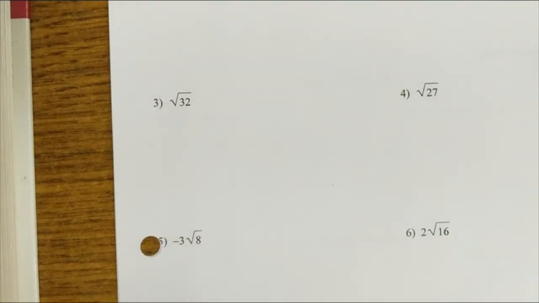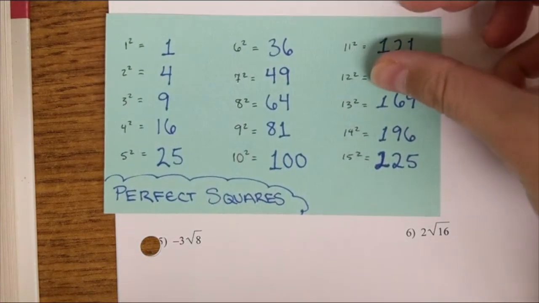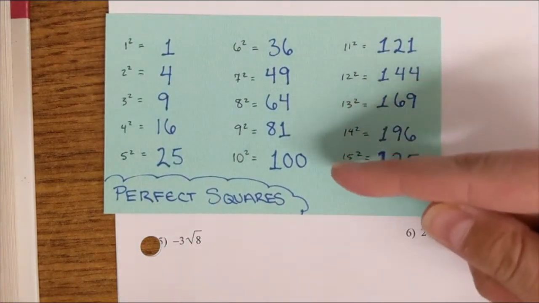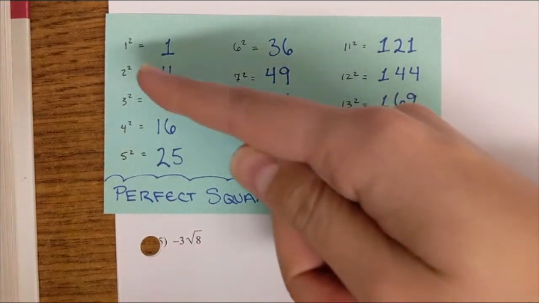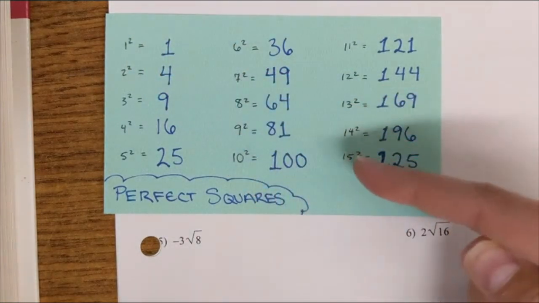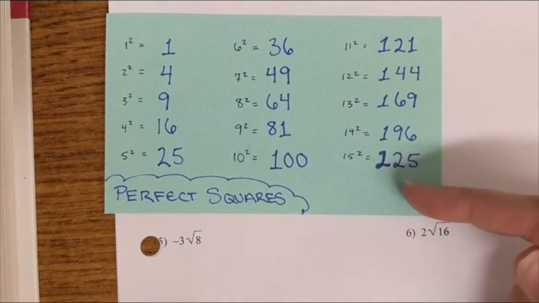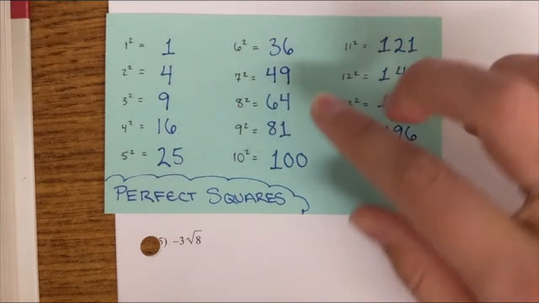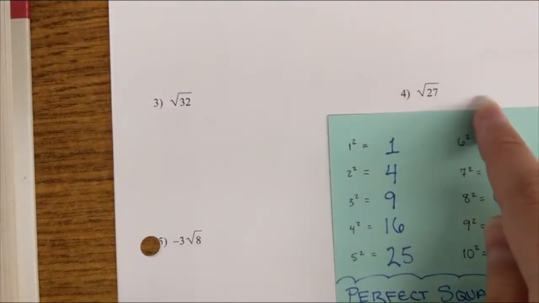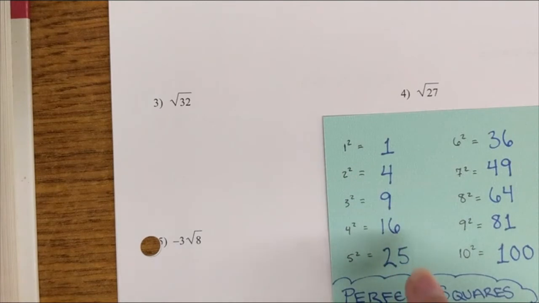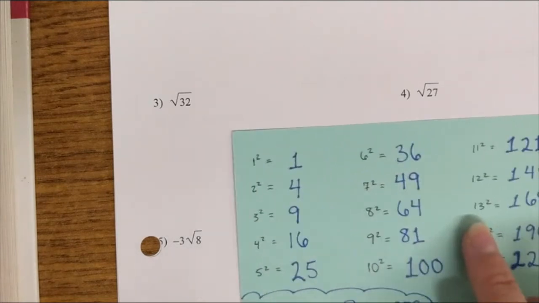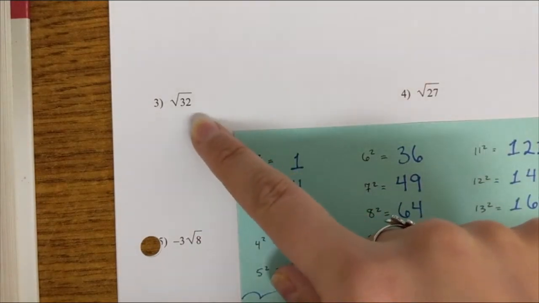Let's start with number 3 from homework 27. Remember when we came up with a list of perfect squares? All the blue numbers are perfect squares, from 1 squared being 1 all the way up to 15 squared being 225. We want to know which of these numbers have perfect squares as factors and what's the biggest perfect square that goes into the number that's under the radical.